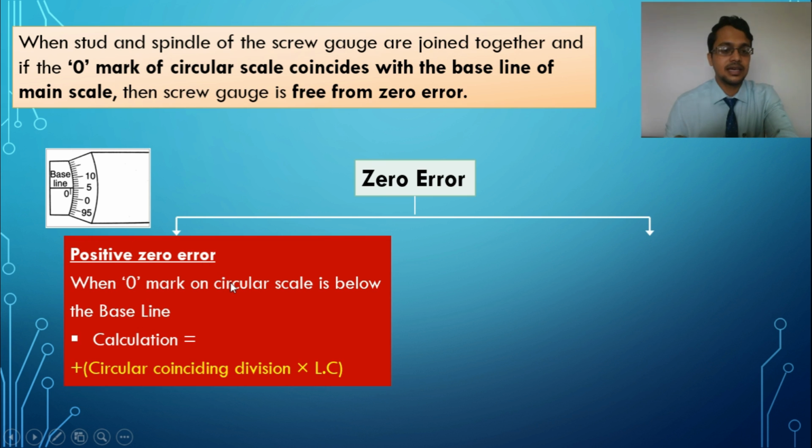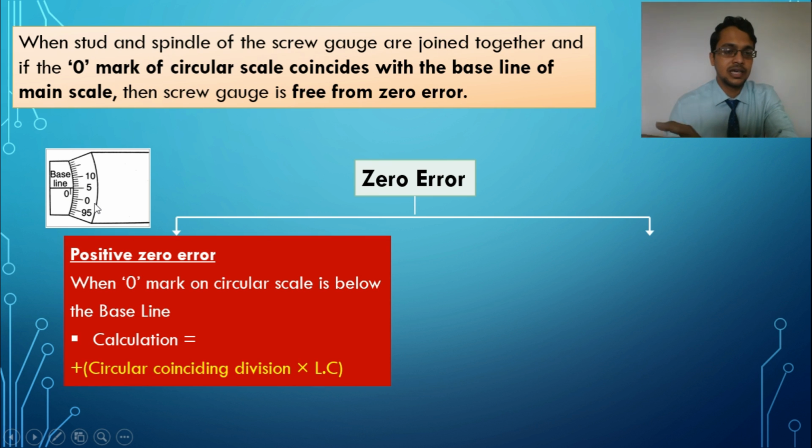How to calculate that error? At the end of your experiment you have to subtract that error, because we do not need any kind of error in our measurement. So first we will calculate the error and at the end we will subtract it. When it is positive zero error, first you will put the plus sign, then the bracket, circular coinciding division. That means any one division on the circular scale will coincide with the baseline, in the same line. That number we will take.